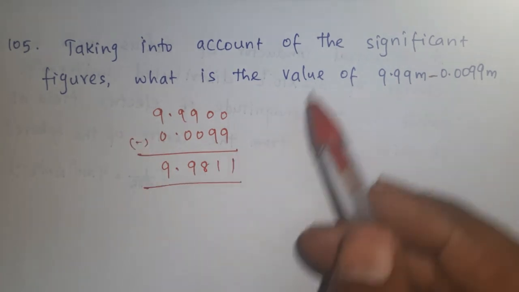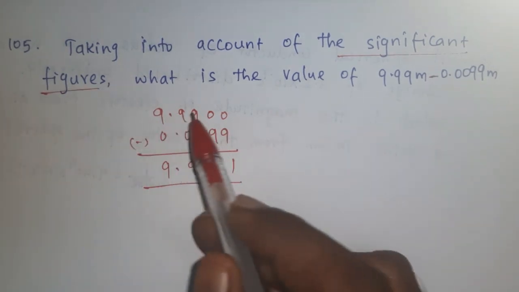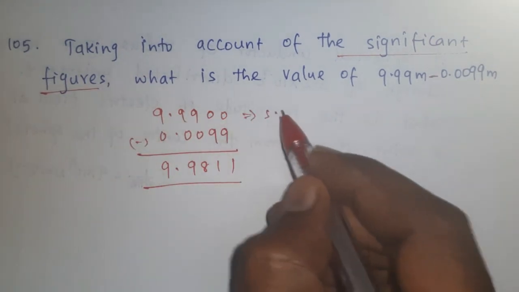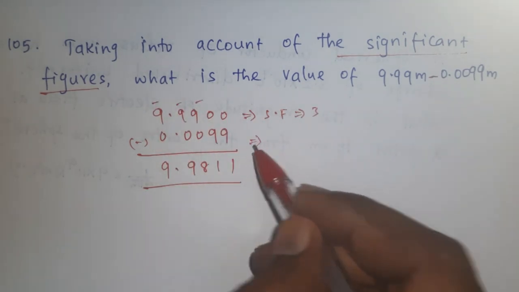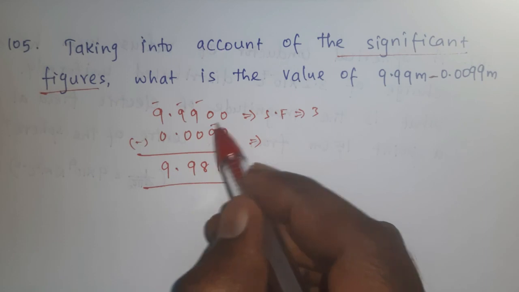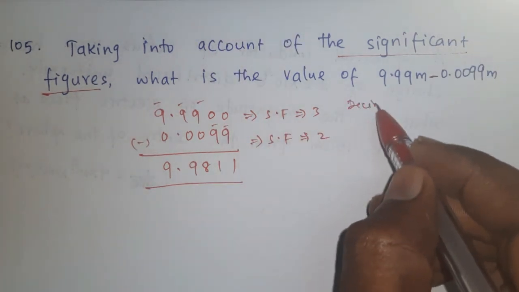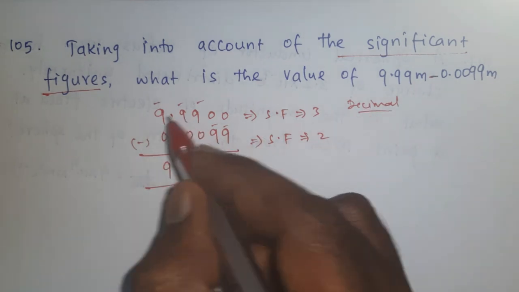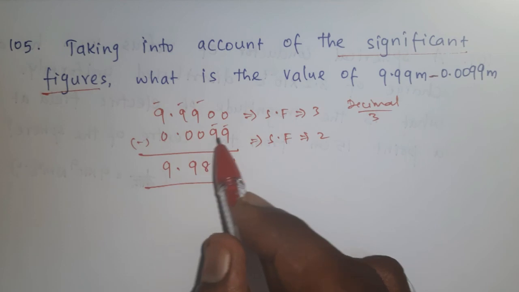But the answer should take into account the significant figures. For the first one, the significant figure is 3: 1, 2, 3. For the second one, the significant figure is only 2. In decimal places, for the first one it is 3: 1, 2, 3. For this second one, the decimal place is 4: 1, 2, 3, 4.